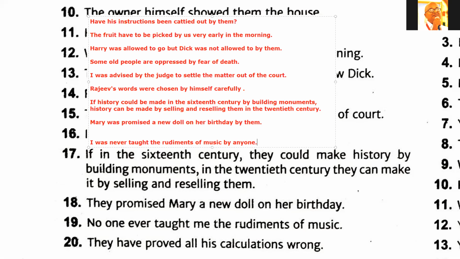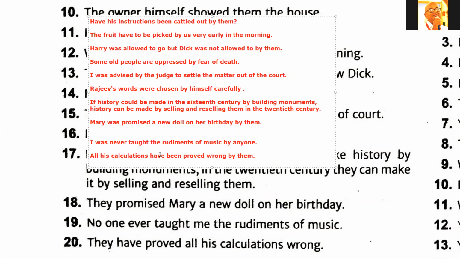The next one is 20. Question 20. All his calculations have been proved wrong by them. All his calculations have been proved wrong by them. Okay? So this is how you make it.